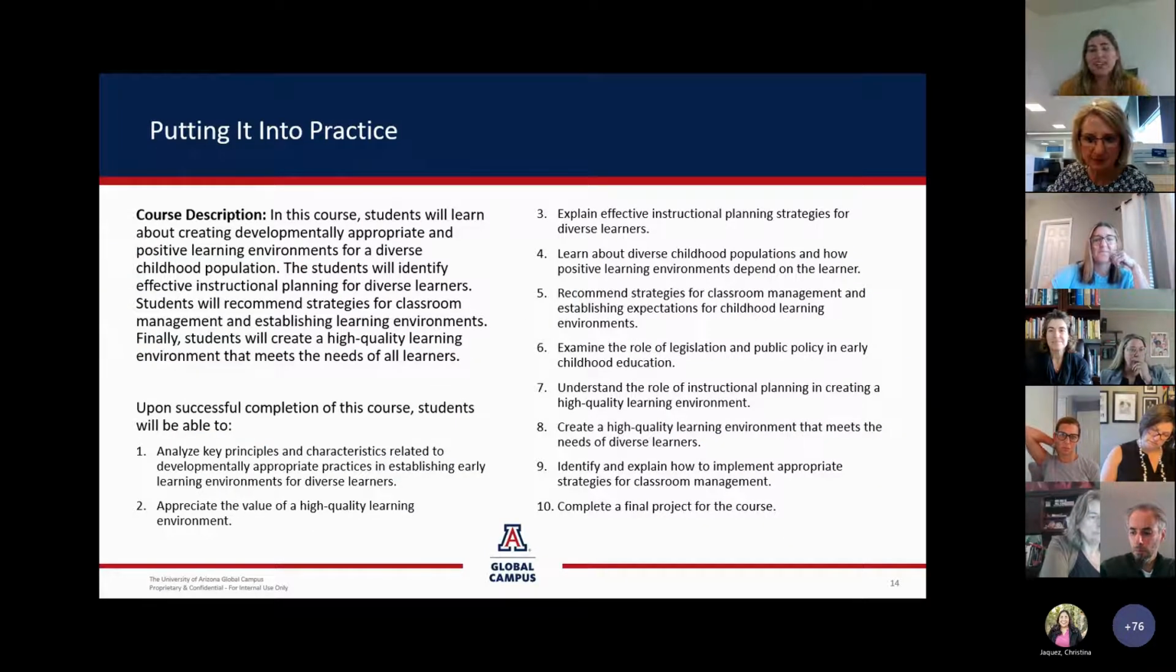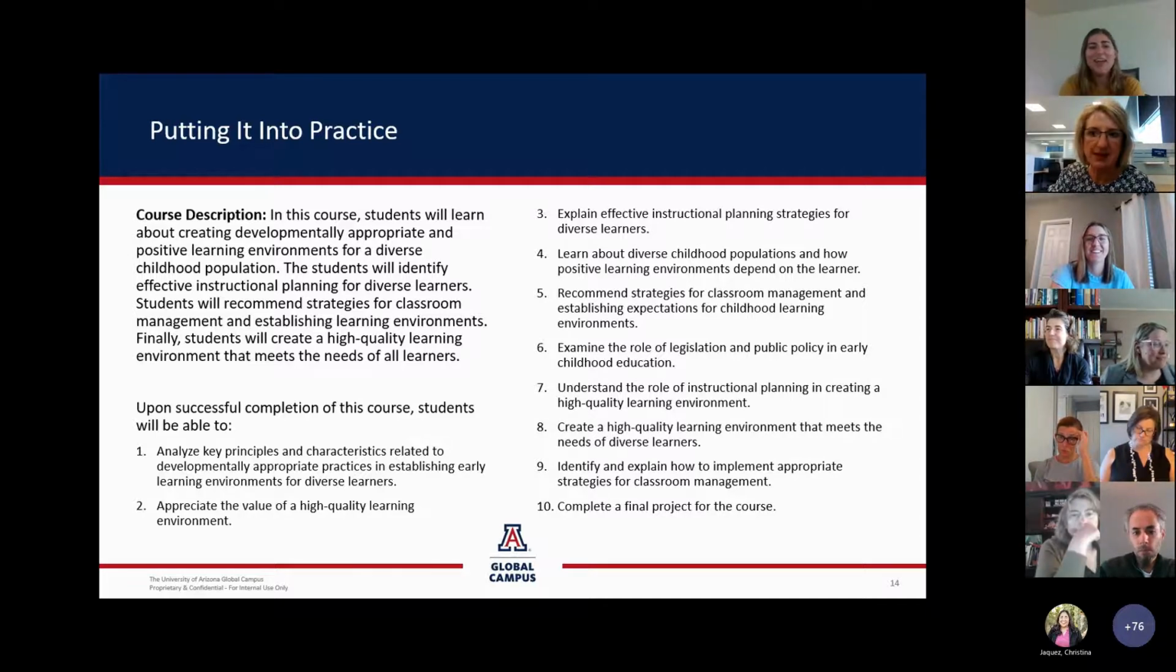Number 9, identify and explain. Those are 2 verbs. And when you do want to use 2 verbs, for example, you're going to choose the higher Bloom's verb because the assumption is that if students are able to, in this case, explain how to implement appropriate strategies for classroom management, they must know how to identify those strategies before they can explain them. So yes, Elena, you mentioned number 10, and Kate, yes, that is kind of the hidden one. So why are there 10 CLOs?